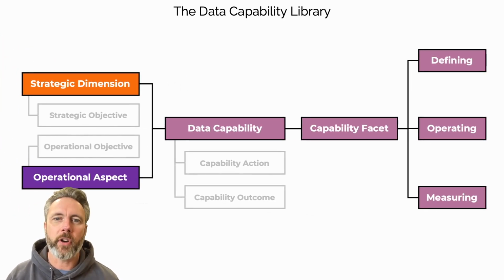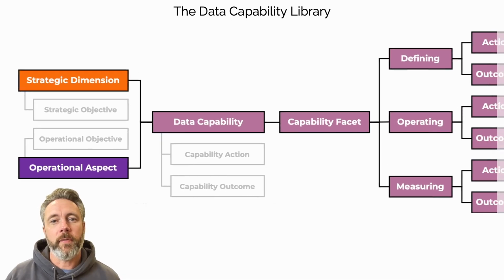So facets describe how a capability should work in practice across these three lenses. So first, defining, which is basically, do we know what we need to be doing? And then second is operating, which is, are we actually doing it? And then third, there's measuring, which is, are we tracking how well it's working?